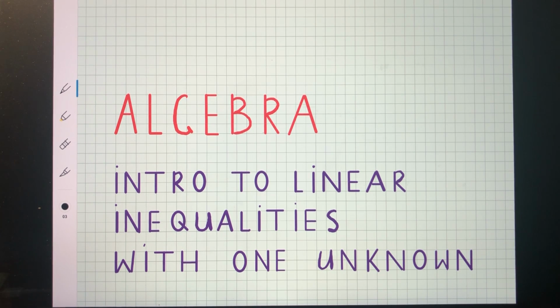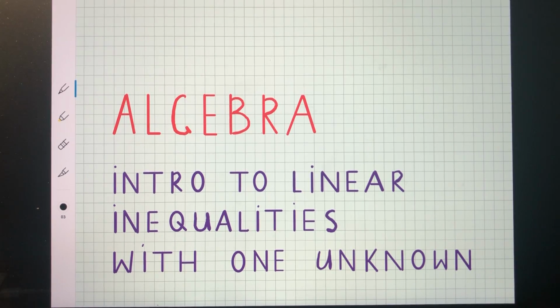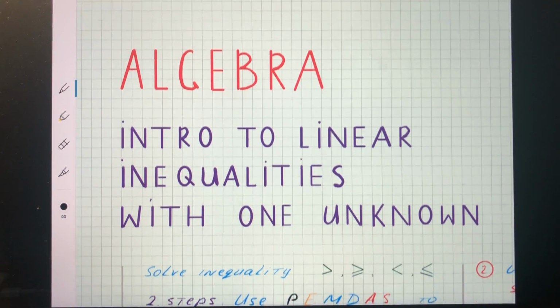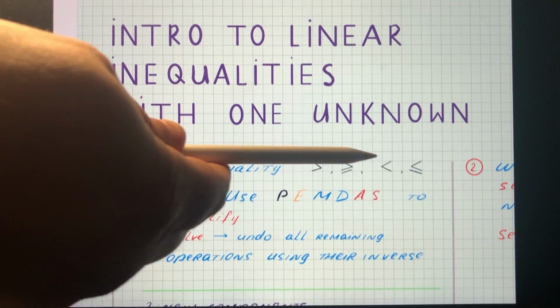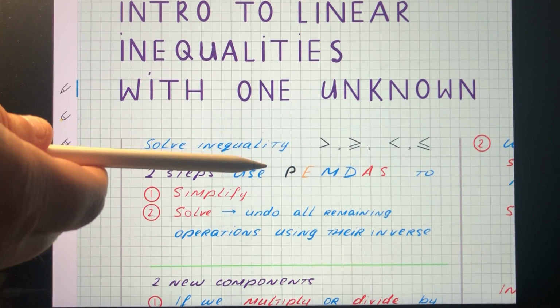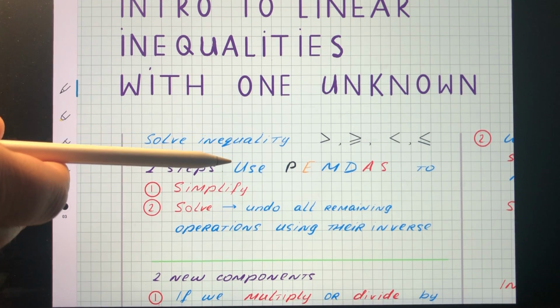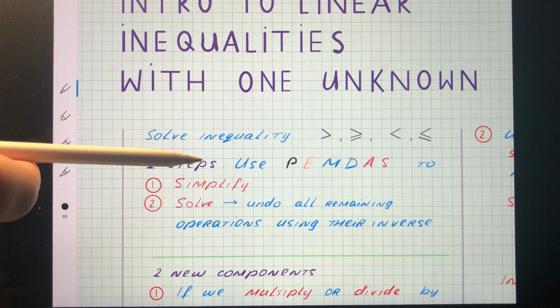Hello and welcome. In this video, let's look at how to solve linear inequality with one unknown. When we solve an inequality, we will get an expression that has one of these four inequality symbols. And we solve the inequality the same exact way we solve the equation. We follow the two-step process.